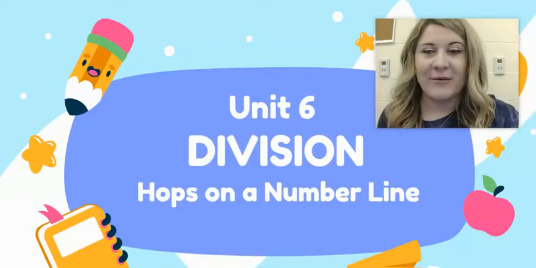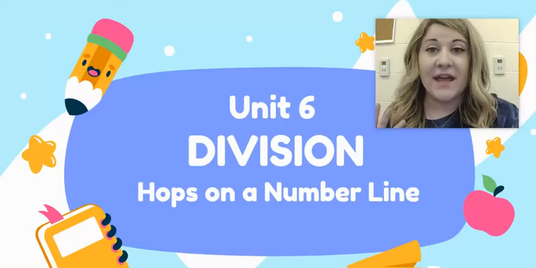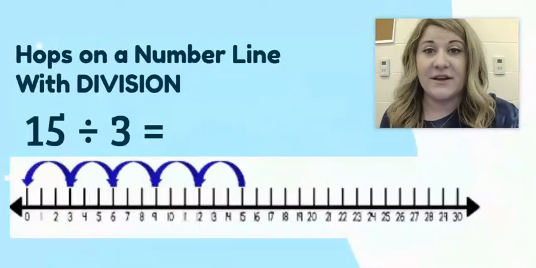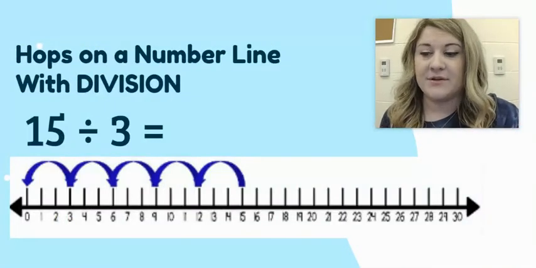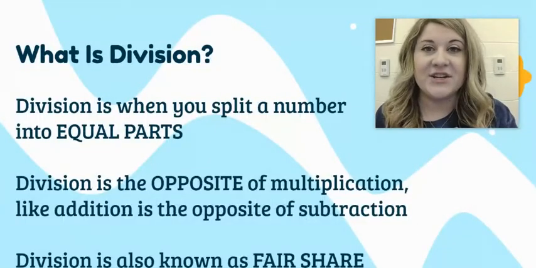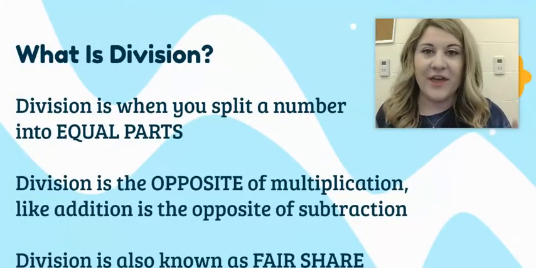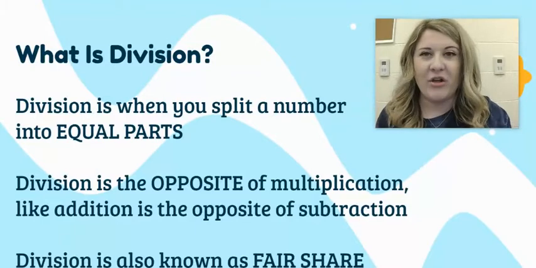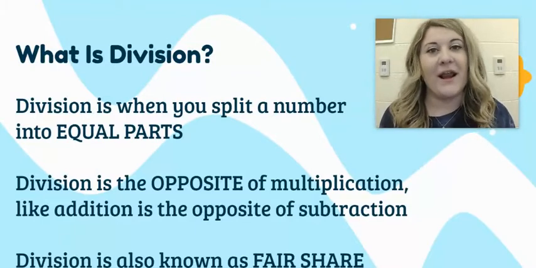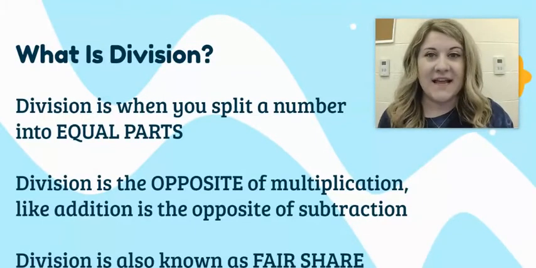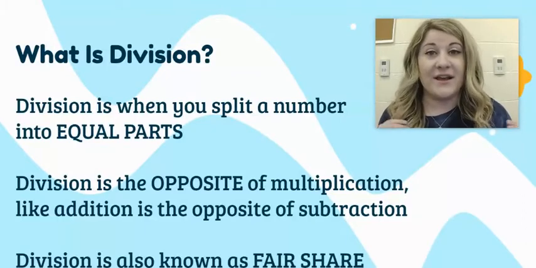First of all, let's talk about what is division. Division is when we have fair share and we divide a number into equal parts. Division is the opposite of multiplication. So that is why when we are doing all of these strategies, we are doing them in an opposite way. Today, we're going to be doing this strategy completely opposite of how we normally do it.